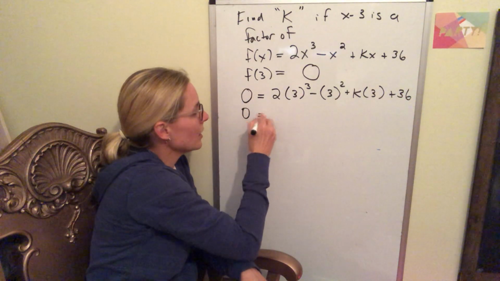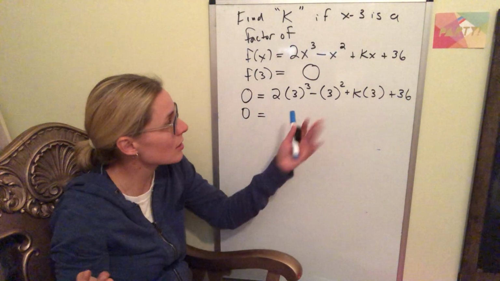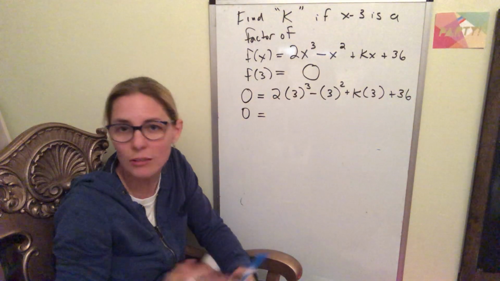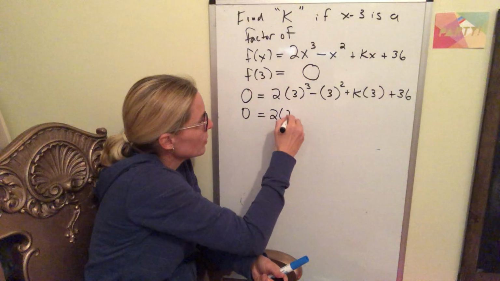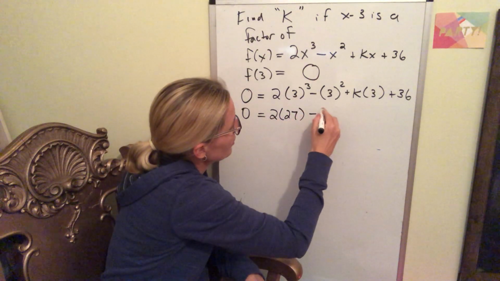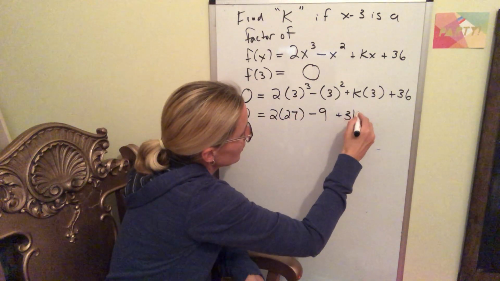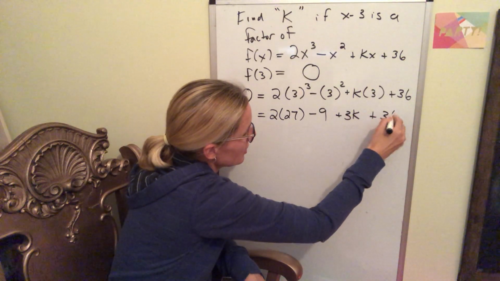Okay, when you do that, you're able to solve this as now just an equation that's going to turn into a linear grade 9 type equation that you can solve. So leave the 2 here. 3 cubed is 27. 3 squared is 9. 3k, we can change that to 36.